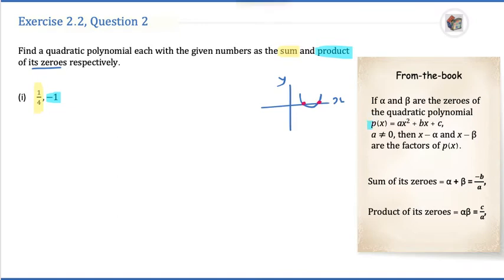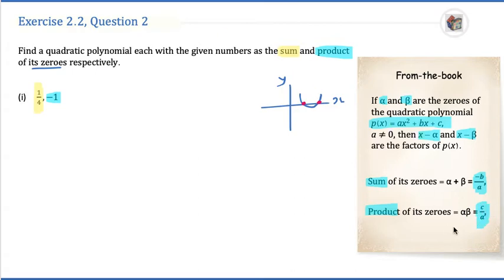We know that if we have a quadratic polynomial p of x, ax squared plus bx plus c, with x minus alpha and x minus beta as factors, then its zeros are alpha and beta. And the sum of these zeros, alpha plus beta, is minus b by a, and the product of these zeros, alpha multiplied by beta, is c by a.